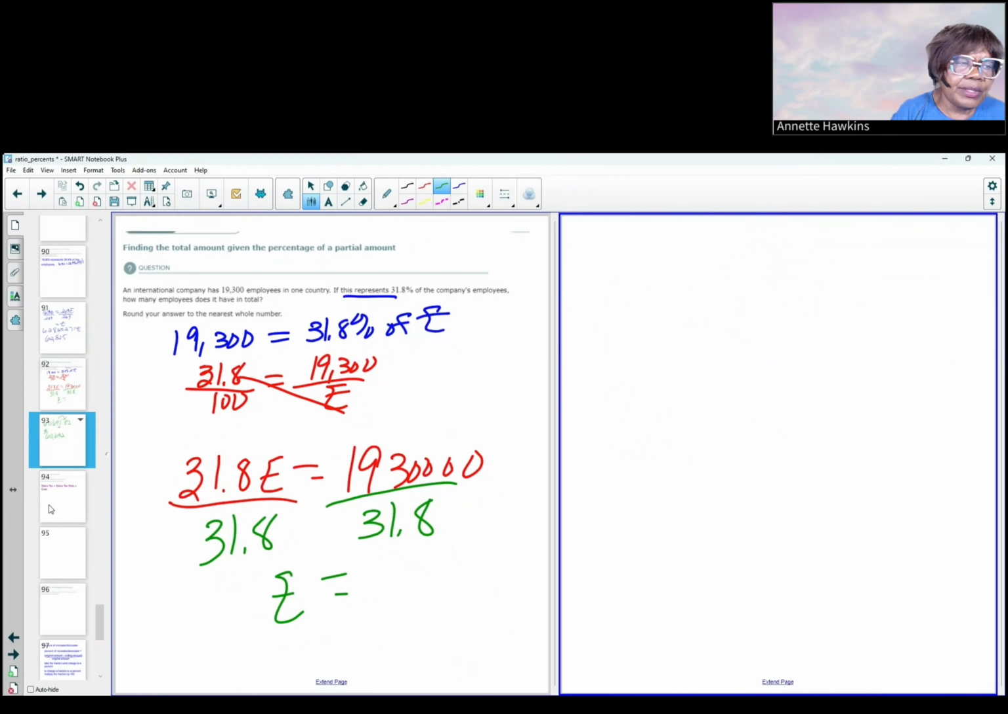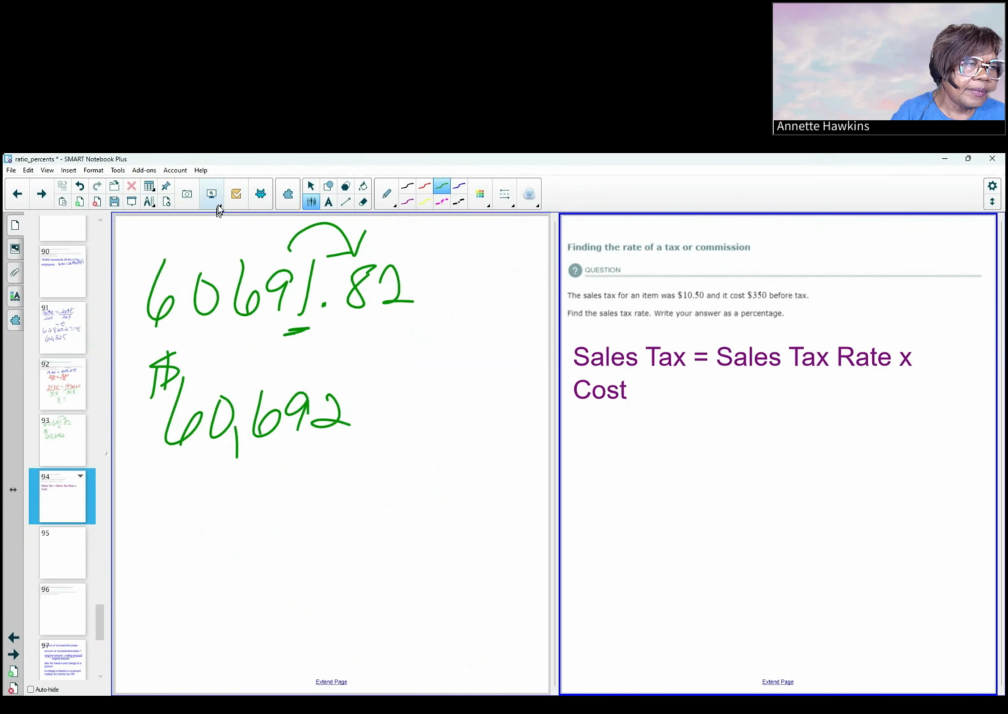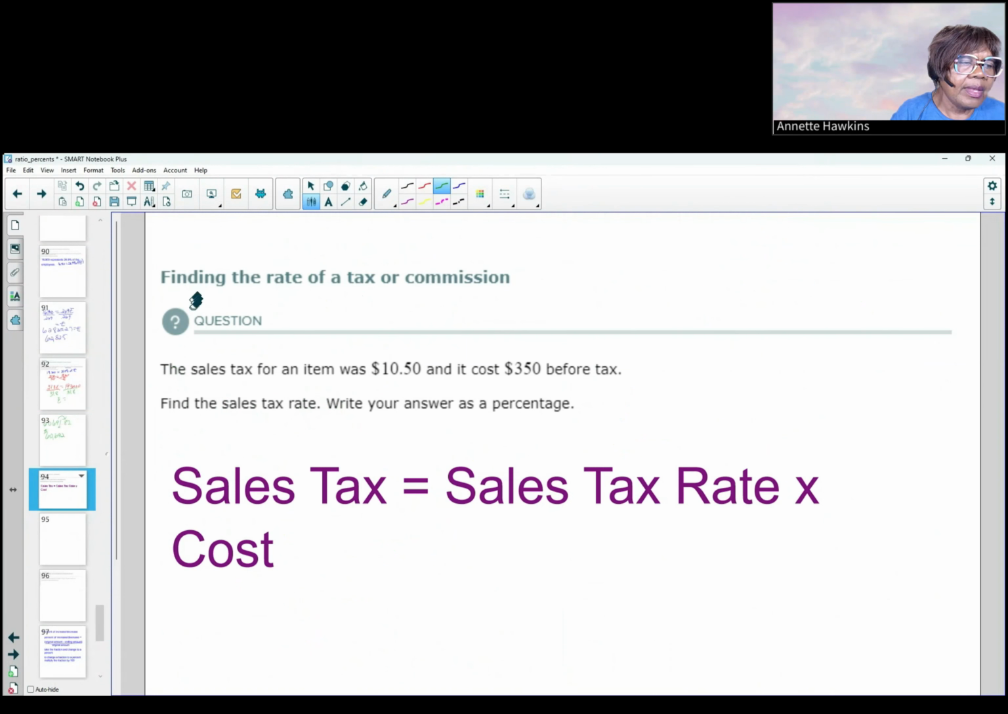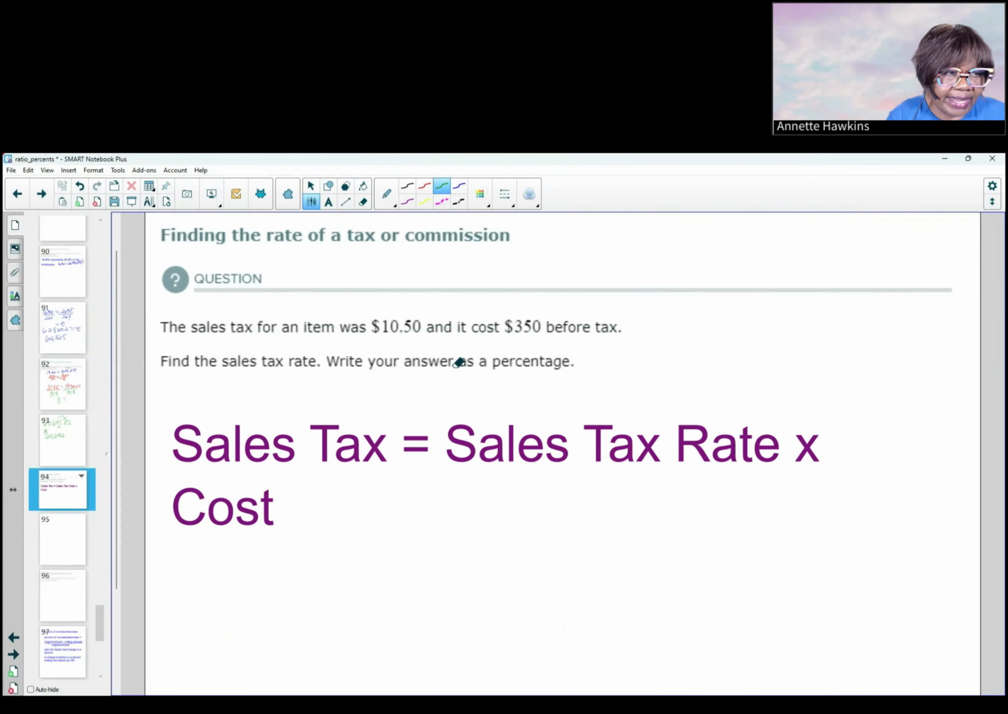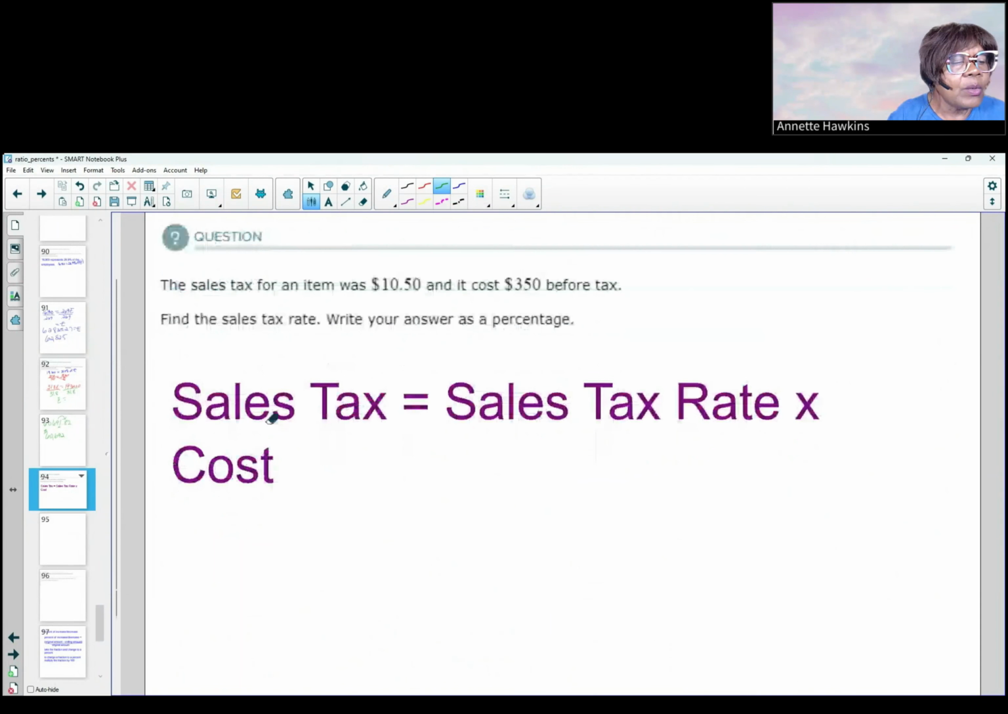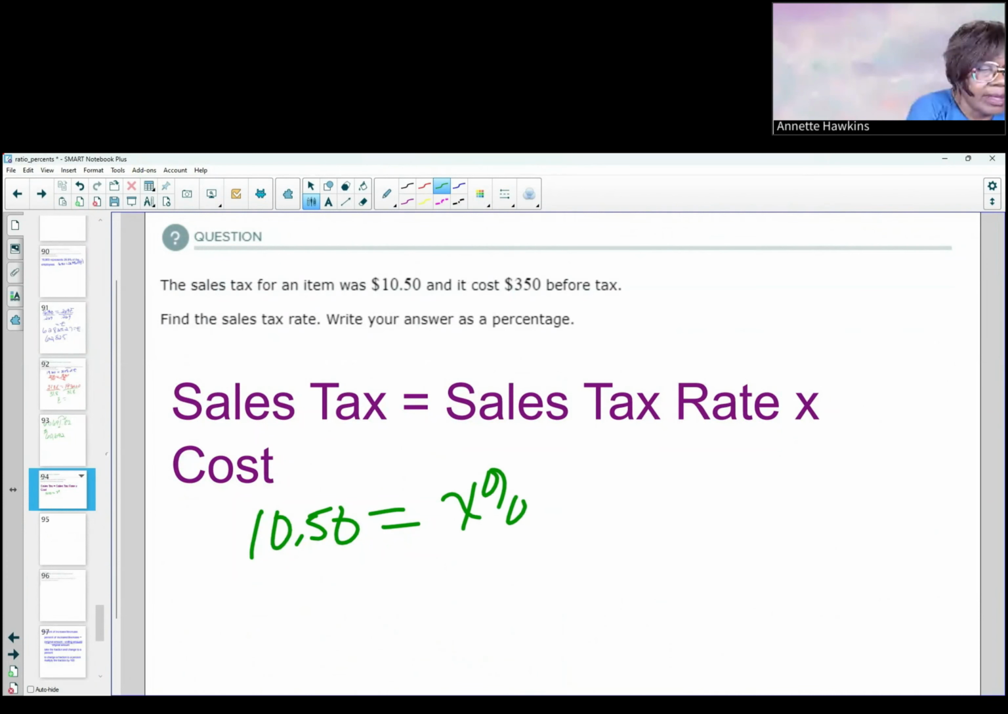All right, let's take a look at this one. All right, sales tax for an item was $10.50. It cost $3.50 before tax. Find the sales tax rate and write it as a percentage. We know that sales tax is equal to sales tax rate times the cost. So the sales tax was what, $10.50? And the sales tax rate, X percent of the cost.